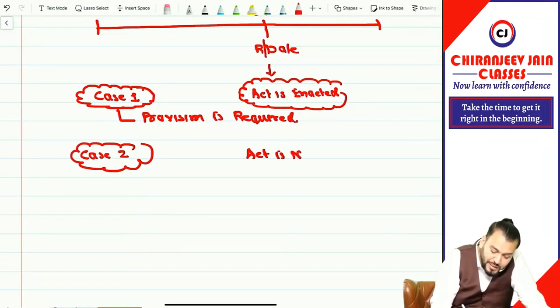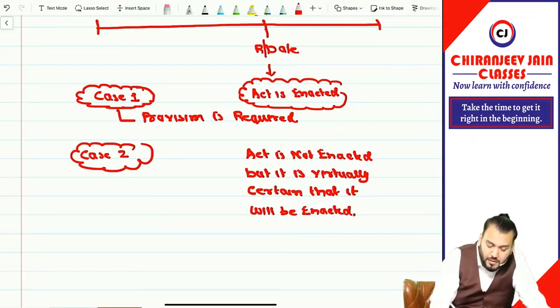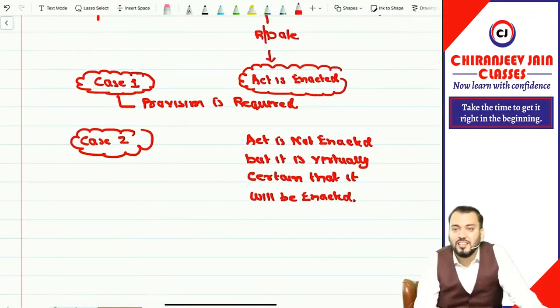Act is not enacted, but it is virtually certain that it will be enacted. Understood? It is virtually certain that it will be enacted.